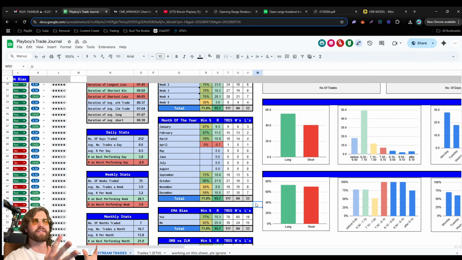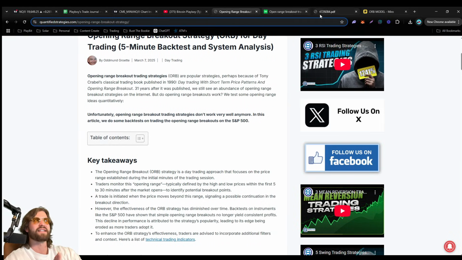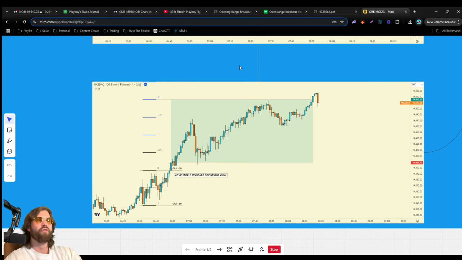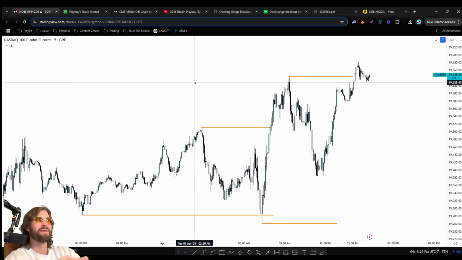I know this is abnormal returns, but keep in mind, I'm here just to show you what's possible. I'm not here to say that you can do this exactly like I have, but you can achieve similar results because you would be trading the exact same model that I am. So hopefully you understand ORB a little bit more. It is a very simple model.